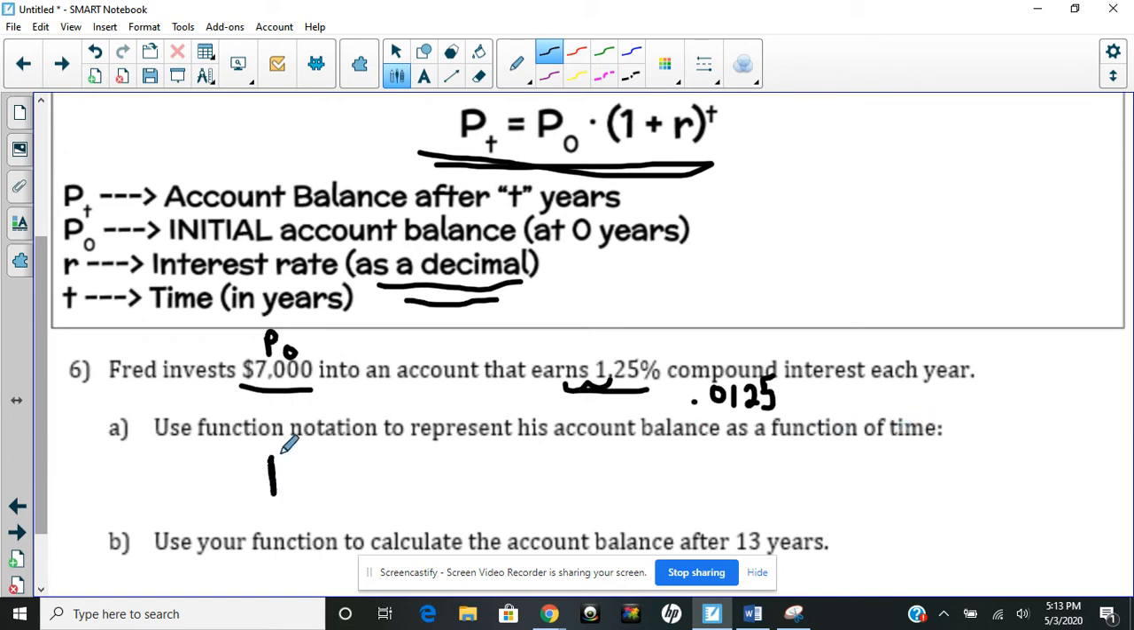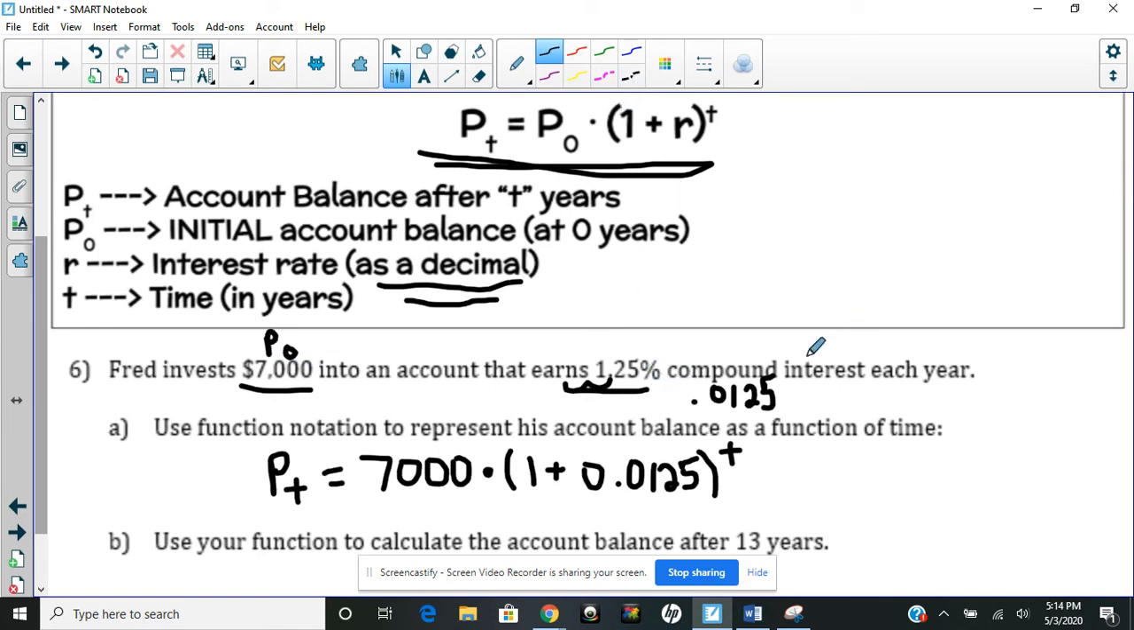So here we go. P of t, P sub t, equals the initial amount, which we said was 7,000. And unlike simple interest where it was plus, this one has the times right here. Parentheses, 1 plus R, which is 0.0125. And we said the t is in the exponent in this one instead of it being at the same level. So all I did here is I took the numbers from the problem and I put them into the formula. If the problem says compound interest, we are always using this formula.